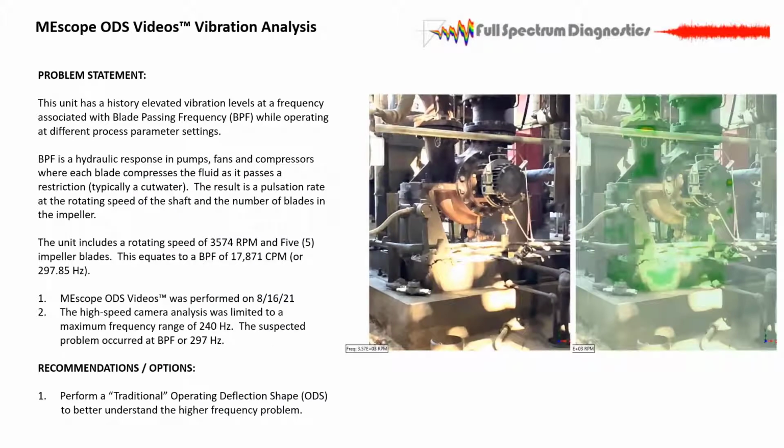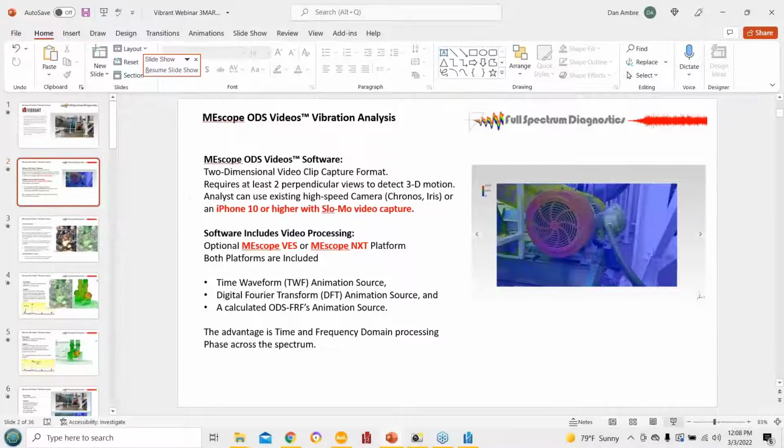Hey, Dan, while you're on that page, I just wanted to let everybody know that if they have a current VES license, you can download NXT right off of the Vibrant website. So it is included with your VES license. There's no additional purchase if you already have a VES license. You need VES, yeah, ODS Pro. Correct. So if you have ODS Pro or better, you can certainly use NXT. Absolutely.